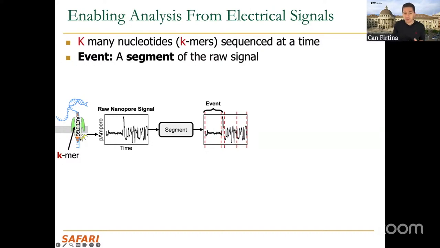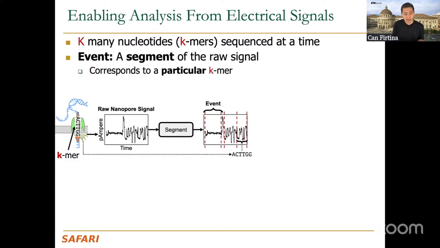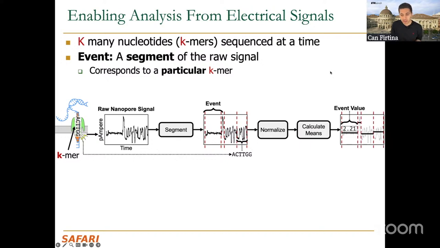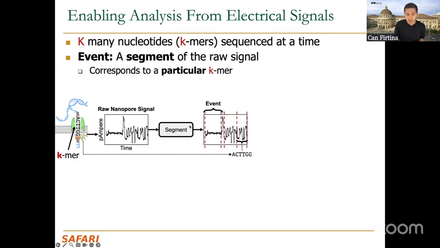So this is the definition of what an event is. And so essentially, this event will correspond to a particular k-mer. Our goal is, as this DNA moves through this tiny pore, we want to measure the abrupt changes that are caused by the movement of this DNA. And these abrupt changes will hopefully correspond to sequencing of the next k-mer, or of a different k-mer.